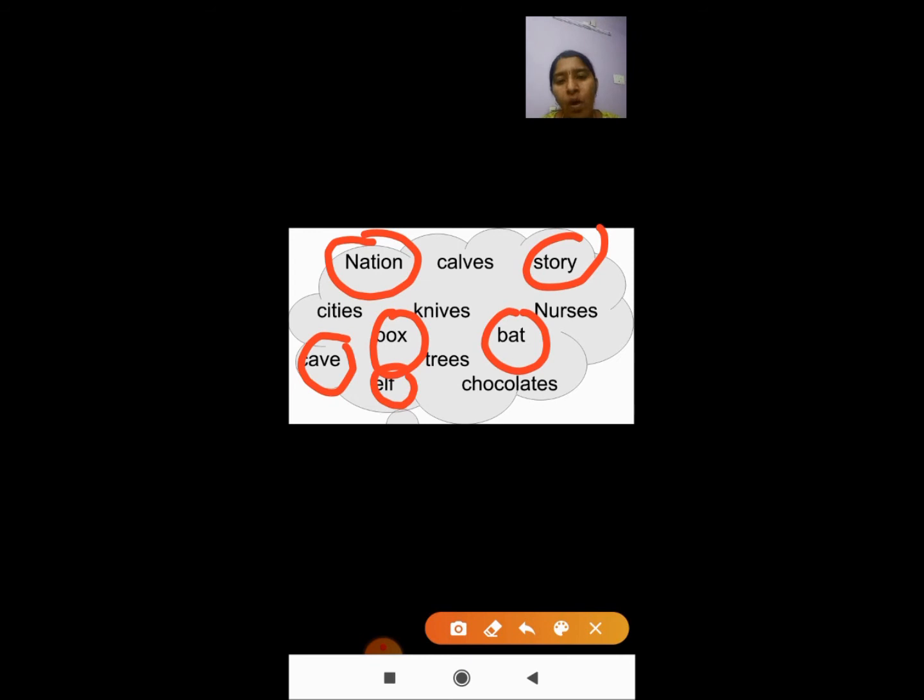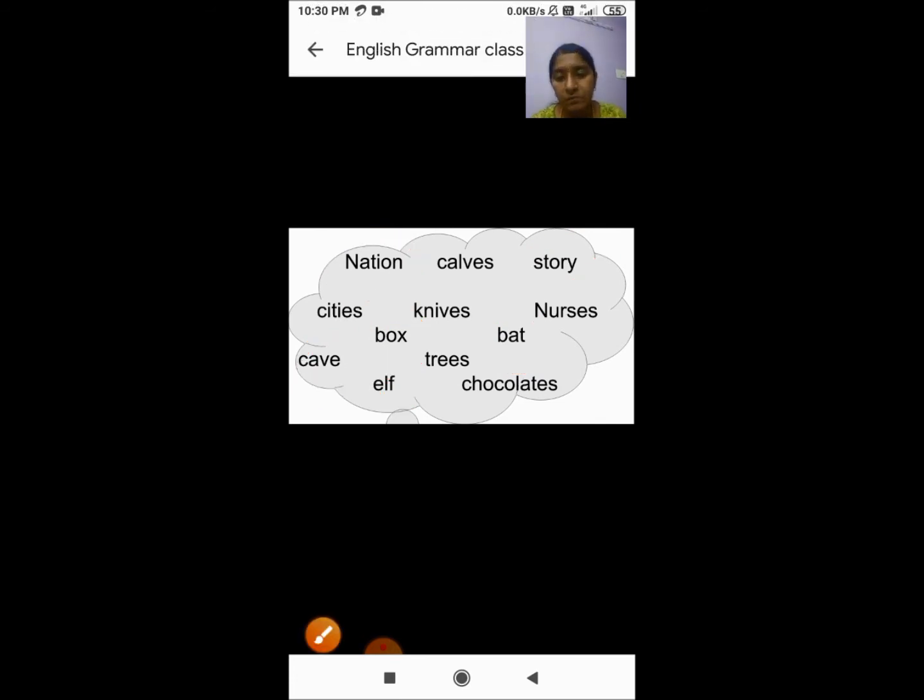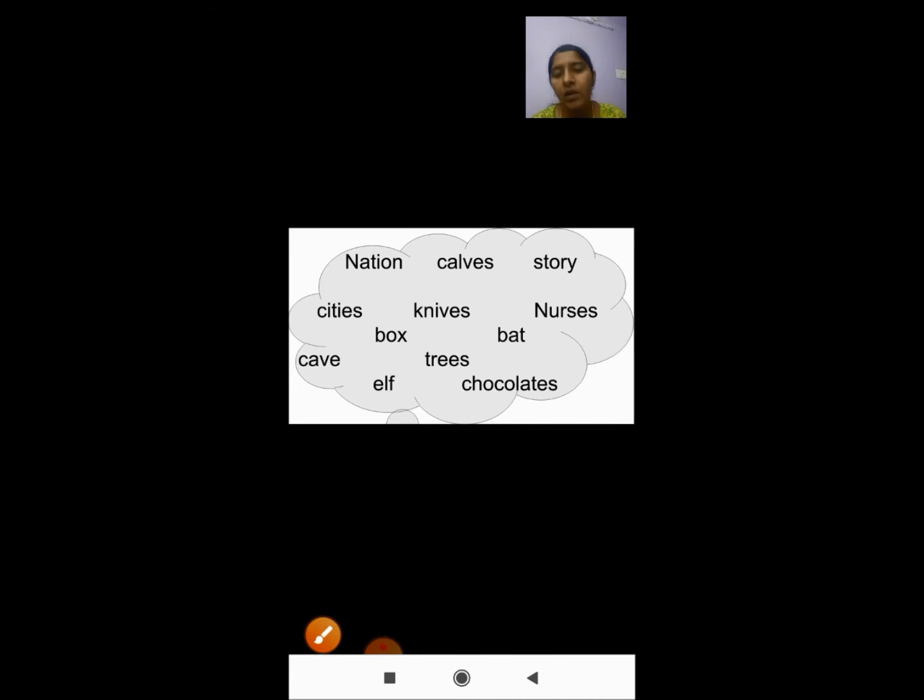These are the words that represent singular. Okay, it is singular. Nation, only one is there, nation. When we represent nation, it is only one. Story, it is one. If we say stories only, it will become plural. So story is one only, so it is singular. And then here cave, you have cave here, which is a singular.